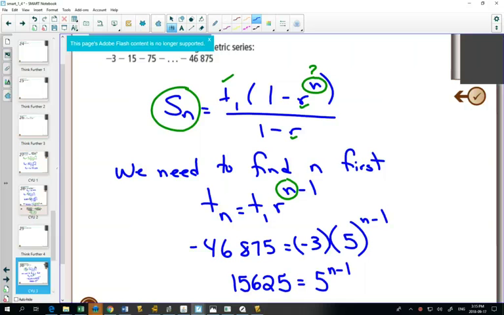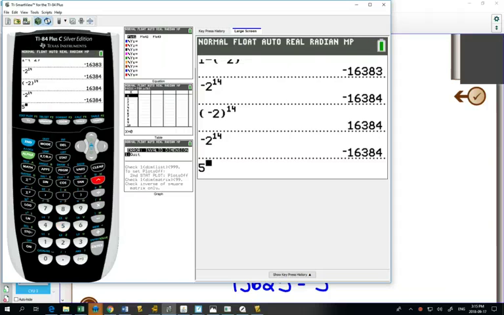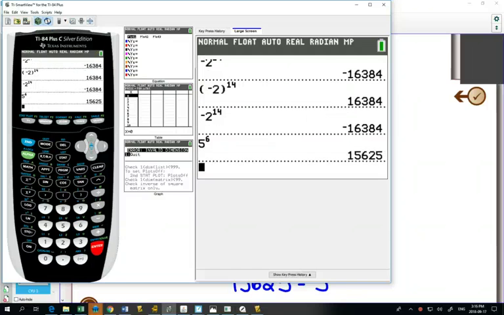Now we had a question like this the other day. Currently, you have no algebraic method to solve for n as an exponent yet. So what you do is you go to your calculator and say, let's just try 15,625. Try a number. What do you think it might be? 5 to the 6. It's 5 to the 6. Perfect! Nice first guess.